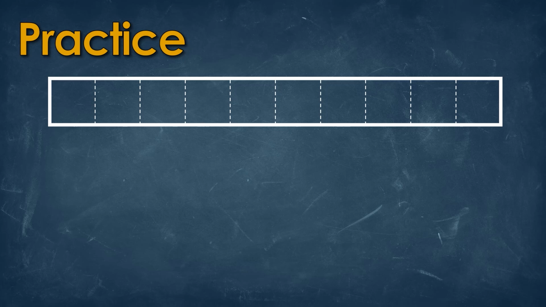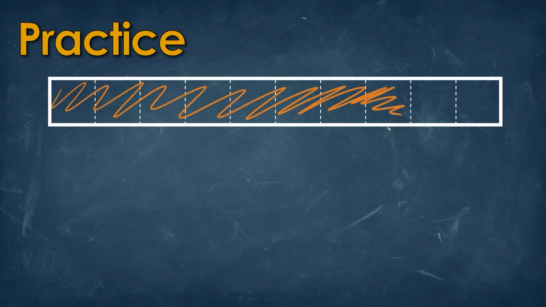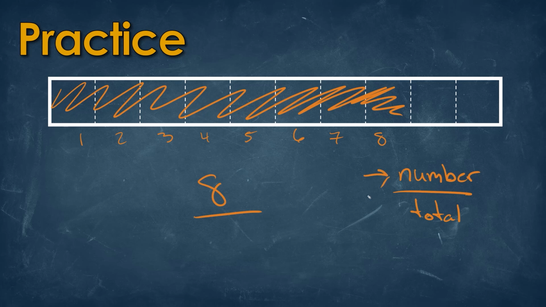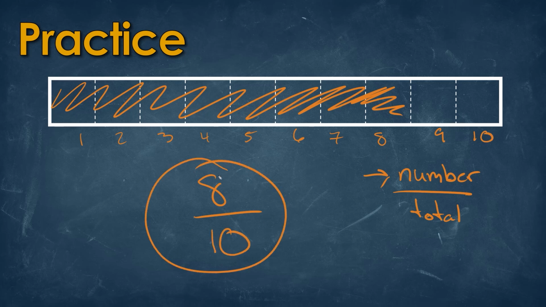Okay, let's try this one. This one, we're just going to shade until we stop here. Well, remember, we want to take a look at the number of shaded spots divided by the total number of spots. Well, let's see, we have 1, 2, 3, 4, 5, 6, 7, 8 spots shaded, right? 8 is the number of shaded spots divided by the total number of 10 spots. So our answer would be 8/10.